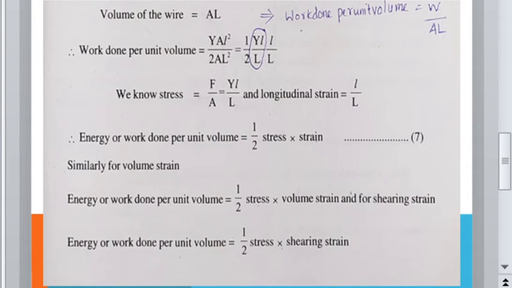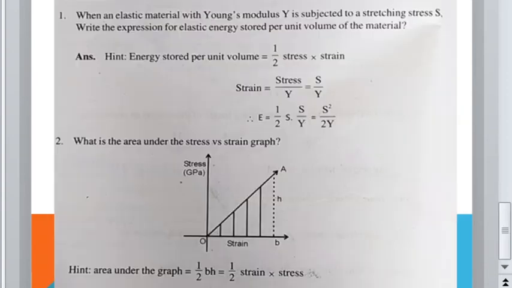Our equation becomes: the work done per unit volume for volume strain is half stress into volume strain. Then work done per unit volume is equal to half stress into shearing strain. Here we have to simply substitute the value of volume strain and shearing strain. The stress is the same for all types of strain. Then we will get the energy or the work done per unit volume. Okay, I hope it's clear.